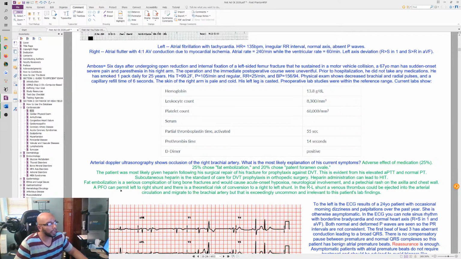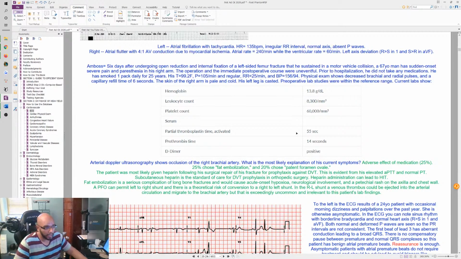A PFO can permit left to right shunt, and there is a theoretical risk of conversion to a right to left shunt. In the right to left shunt, a venous thrombus could be ejected into the arterial circulation, migrate to the brachial artery, but that's exceedingly uncommon and irrelevant to this patient's lab finding once again, where the PTT is 55. Neither a PFO nor the fat embolization would explain why his PTT is 55.